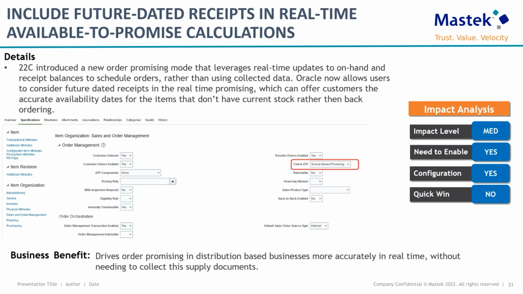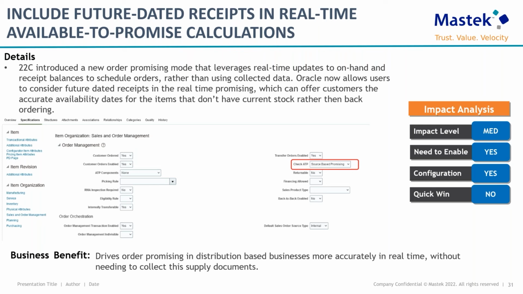Next, include future dated receipts in real-time available to promise calculations. Now, update 22C introduced a new order promising mode that leverages real-time updates to on-hand and receipt balances to schedule orders rather than using the collected data. This real-time promising mode now considers future dated receipts in addition to the receipts of the current date.